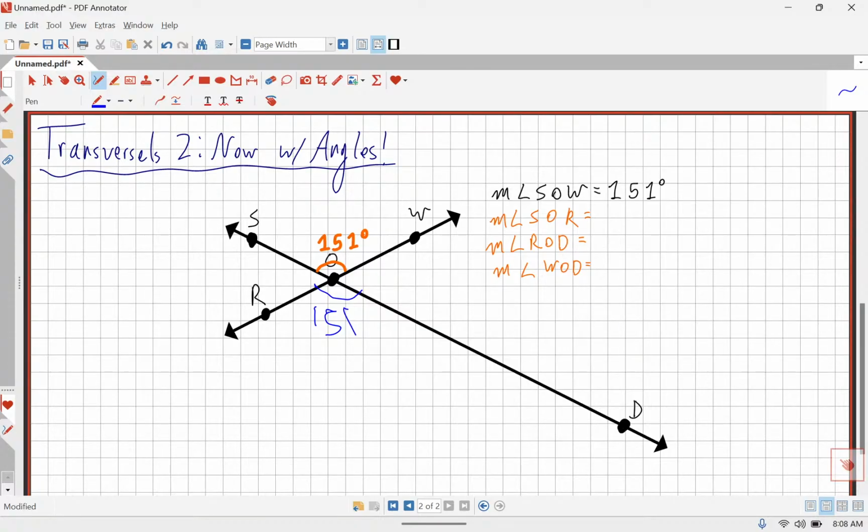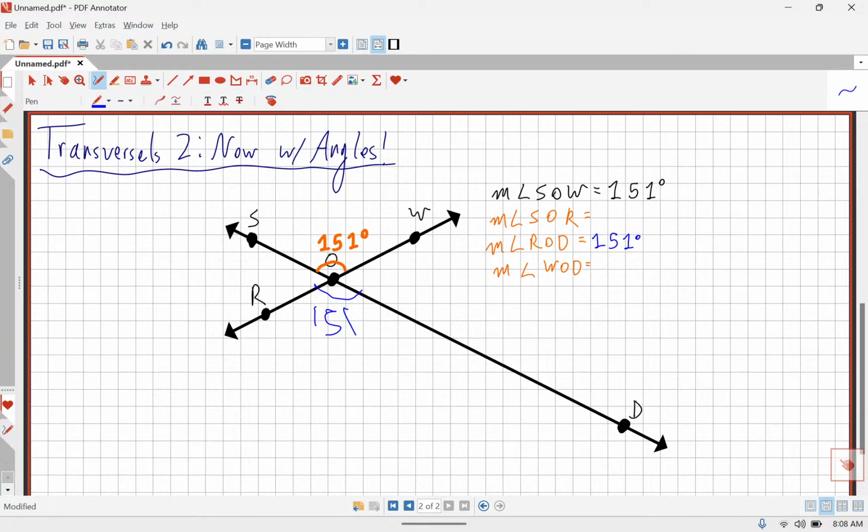Awesome. How many of us got that? That's okay, it takes practice to draw on this thing. How many of us got that the measure of this bottom angle here was 151 degrees? Good. Excellent. So we know the measure of angle ROD is 151 degrees. Very good.